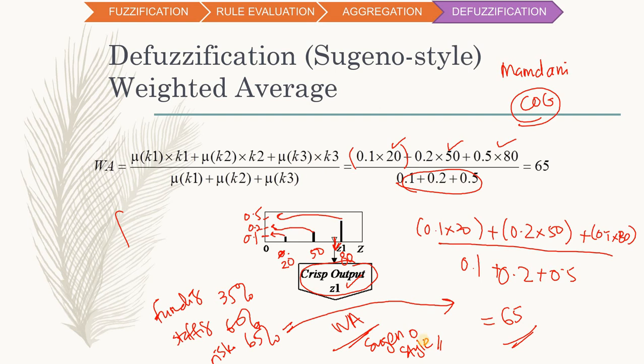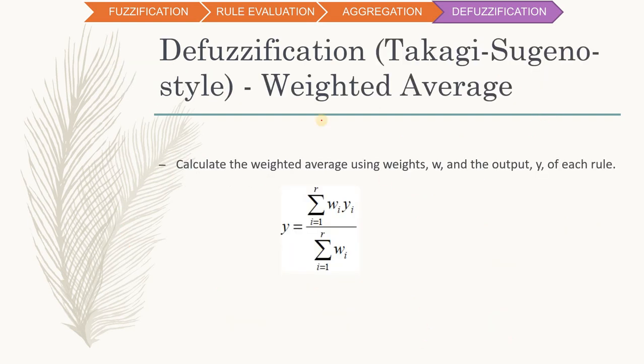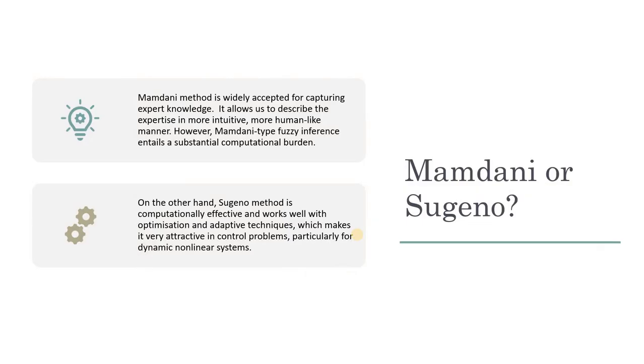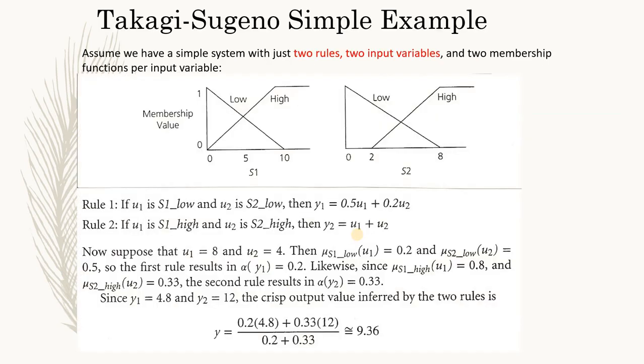Okay, so this is the formula. This is the mathematical formula. Okay, how are you going to calculate the weighted average? So we have discussed it here. Okay, so before we wrap up, let me just show you a simple example of Takagi Sugeno.